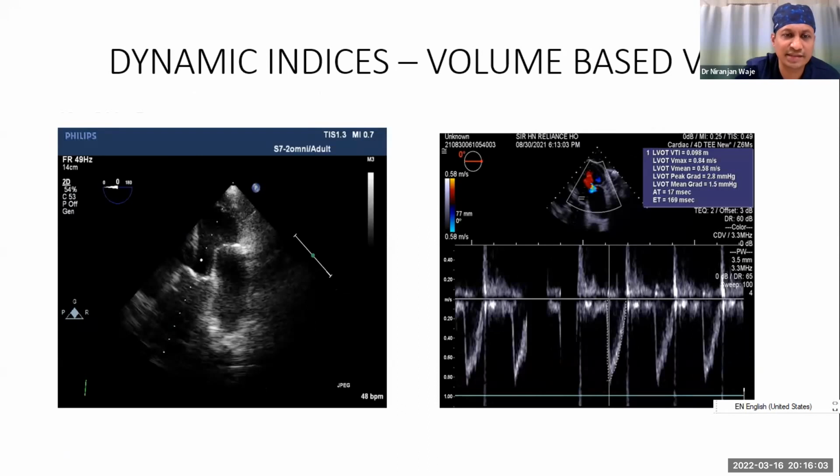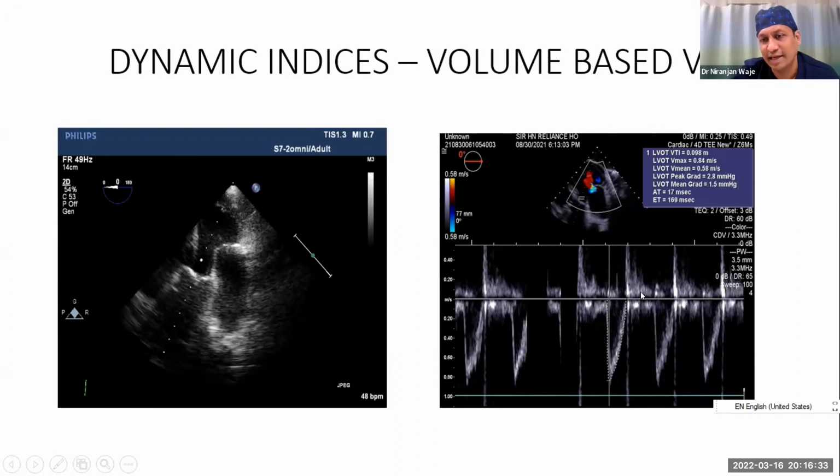On the left-hand side, you see the deep transgastric view. This is the LV, this is the mitral valve, and this is the LA. So LV inflow is this, and LV outflow is this, and this is the aortic valve: left ventricle, aortic valve, LVOT, and aorta. This view is selected because the flow across the LVOT is exactly parallel to this cursor, for accuracy. You put a pulsed-wave Doppler here, and you get a VTI, velocity time integral, as I had spoken about earlier.